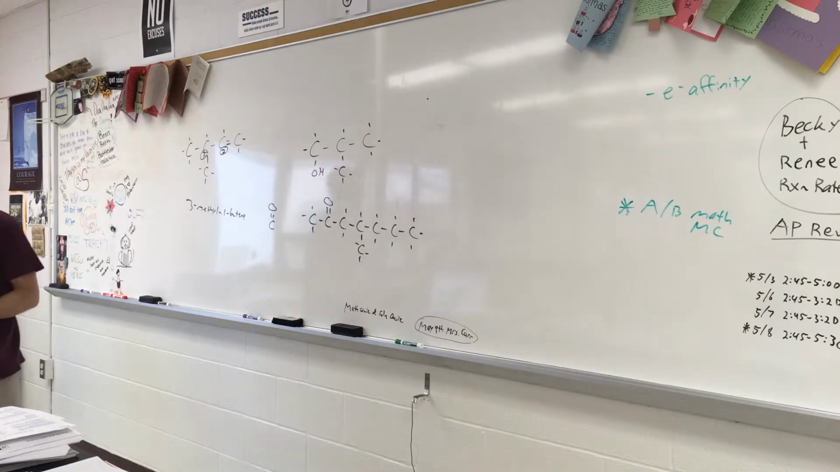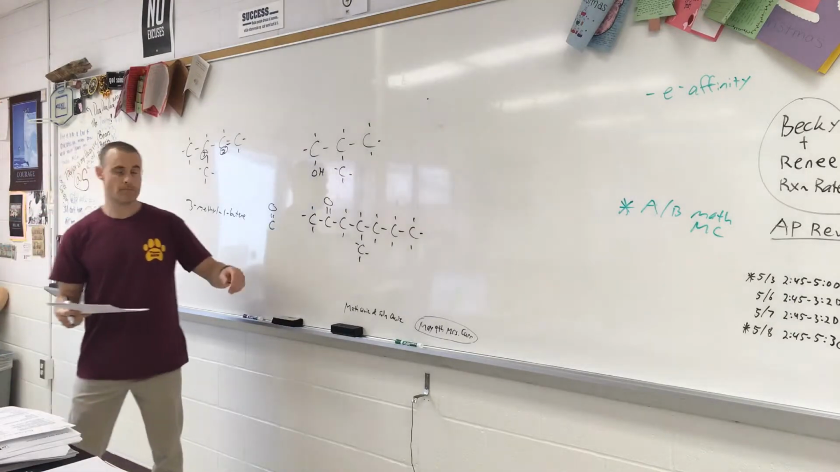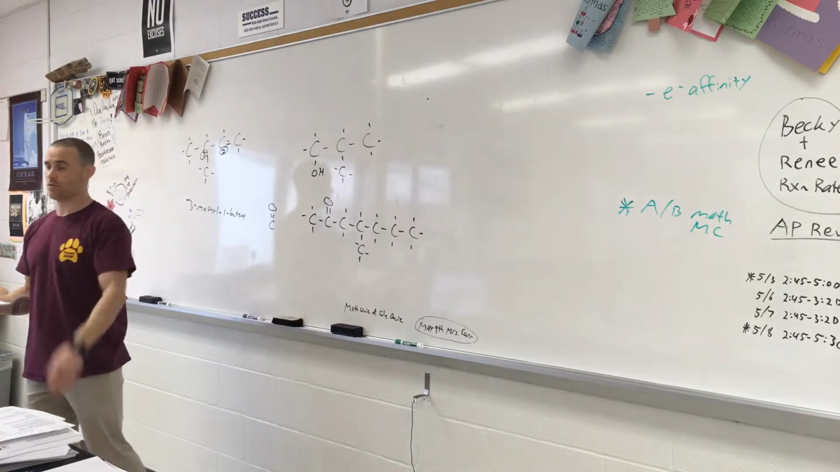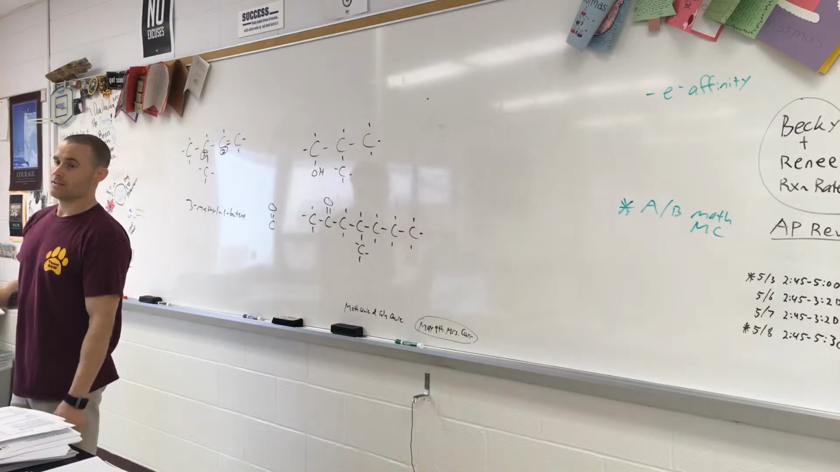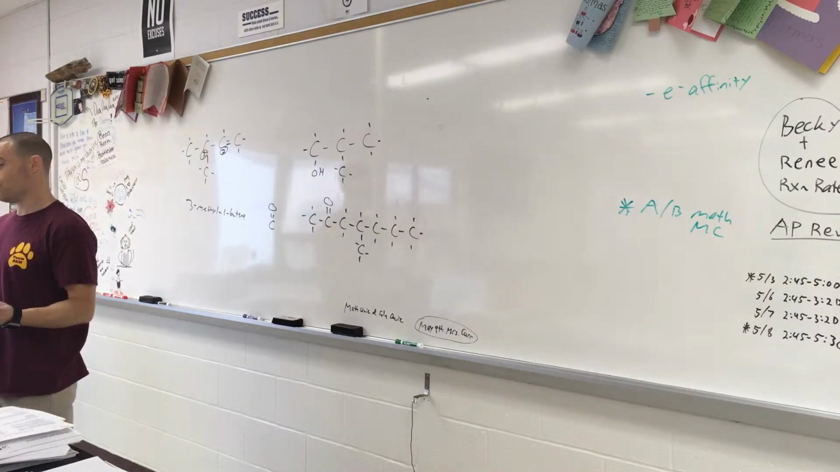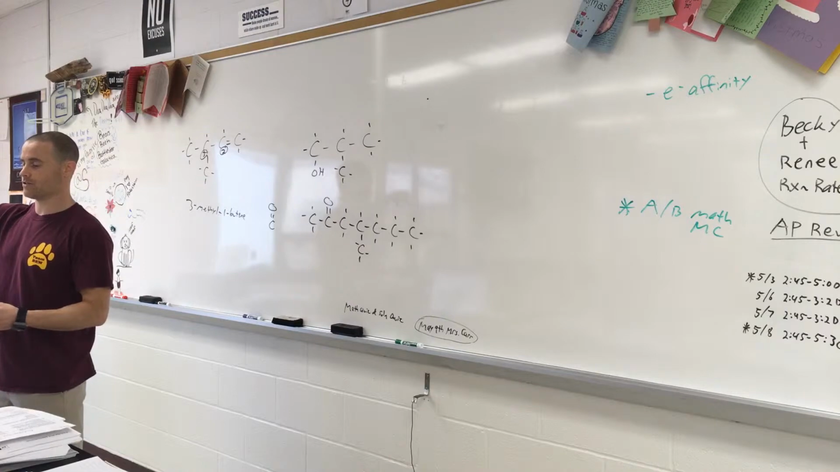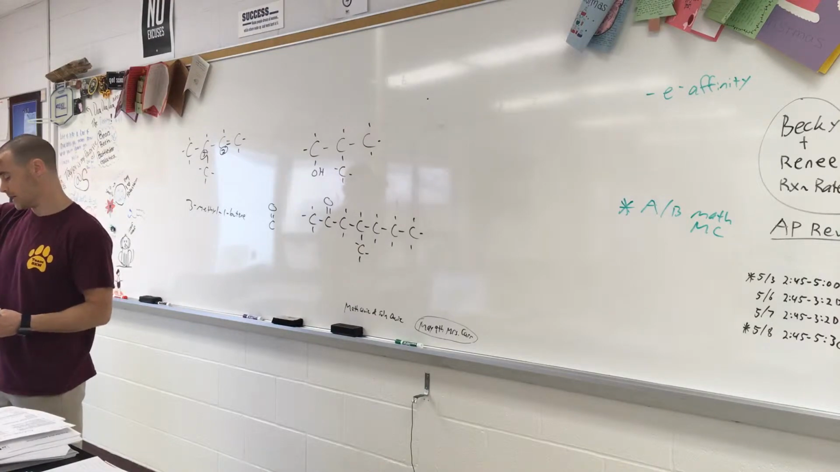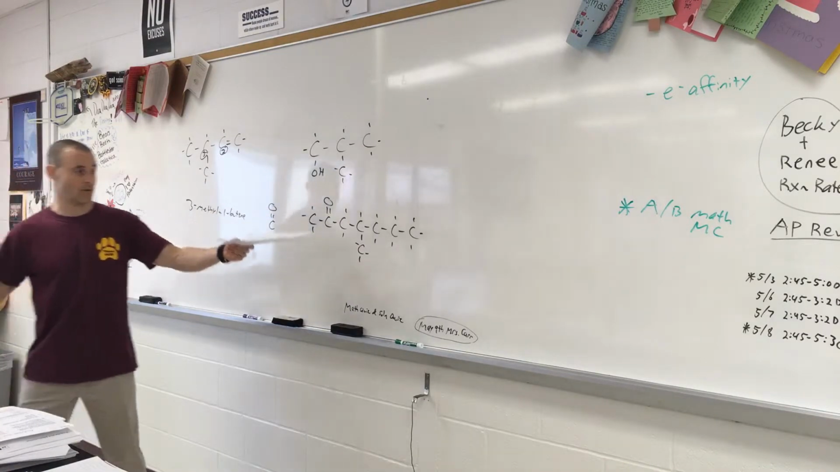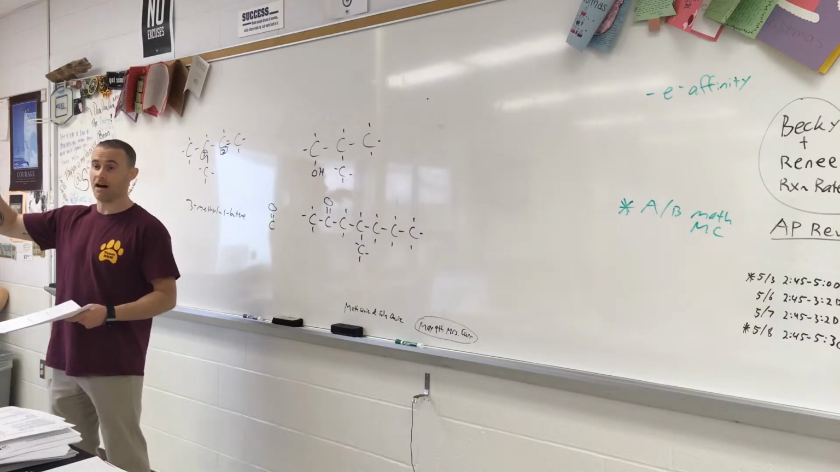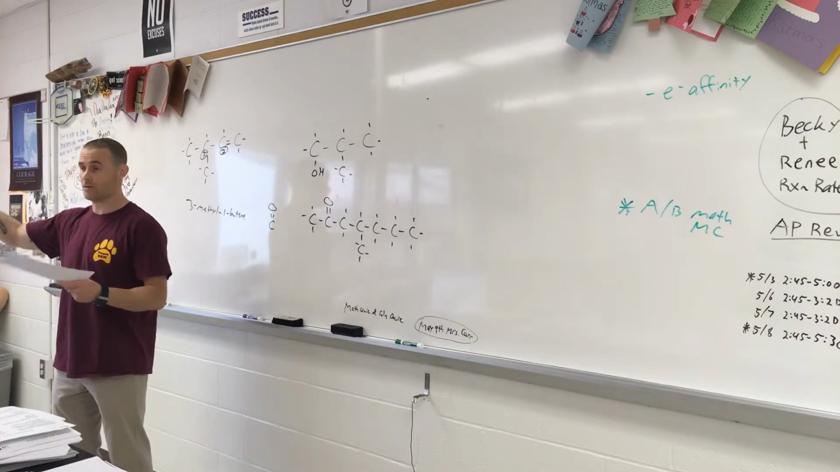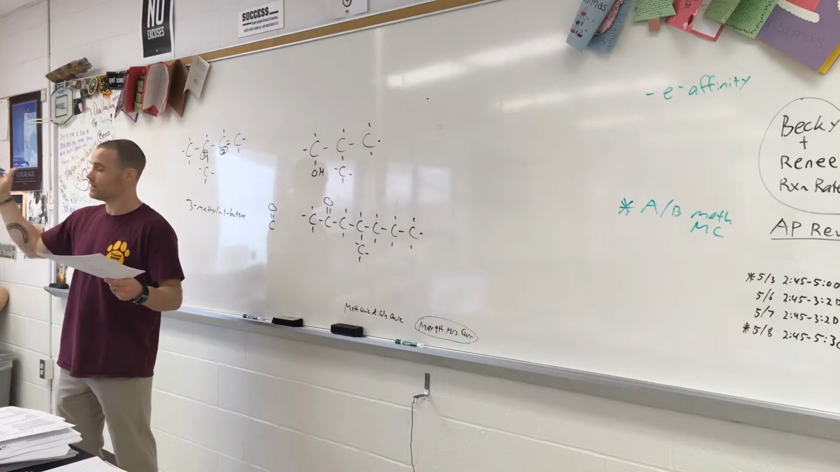On the Regents, if you put a bond when it's not supposed to, will you lose all credit? The whole thing, 0 points. That's so stupid. Yeah, it's 4 bonds per carbon. That's a big thing. In fact, we get official answer keys that we print from online, and it says on these problems, if the student has 5 bonds off of any carbon or 3 bonds, basically anything before, no credit.